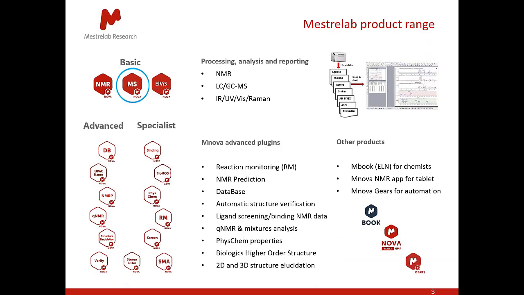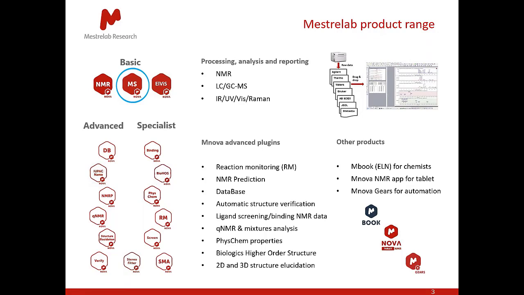Just to give you an idea of the product range, and this may be redundant, but I just want to highlight it. Today we're focused on the 3 basic plugins, or 3 basic items that we have: NMR, mass spec, Elvis. The NMR obviously looks at the NMR spectra. The focus today will be on the MS plugin. Elvis can look at UV data, Raman data, FTIR. That's another plugin. And then we have various advanced and specialist tools for screening, for structural elucidation, qNMR, etc.